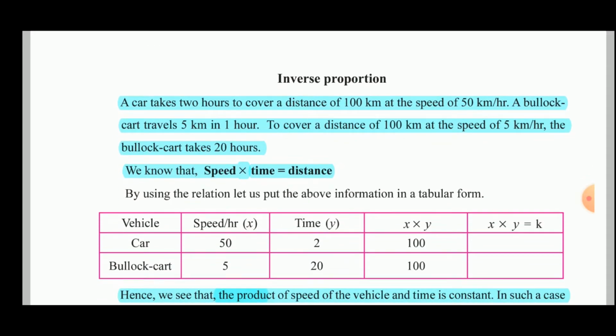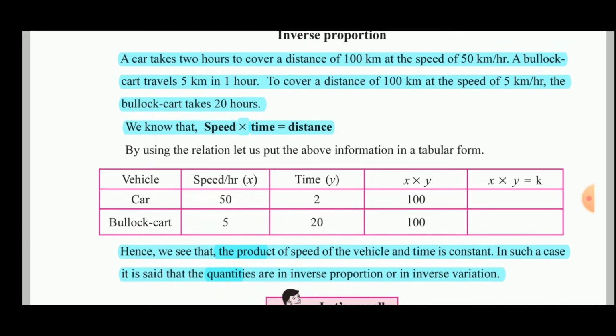Now the car takes 2 hours to cover a distance of 100 kilometers at the speed of 50 km per hour. A bullock cart travels 5 km in 1 hour. To cover a distance of 100 km at a speed of 5 km per hour, the bullock cart takes 20 hours. So we see that speed into time is equal to distance. By using this relation, let us put the above information in tabular form. The speed of the car is 50, and the time taken is 2 hours.